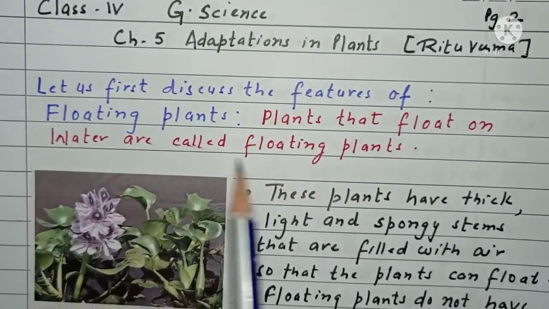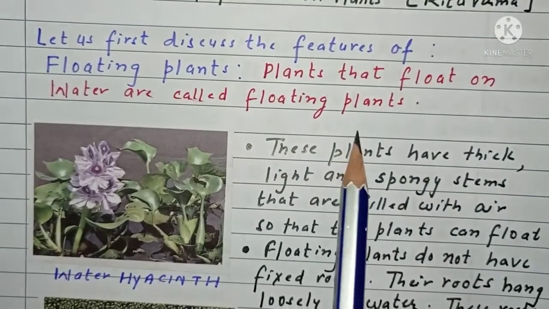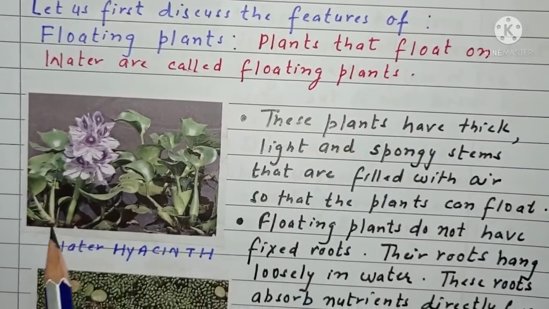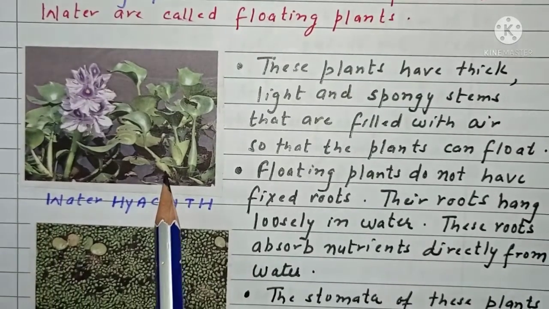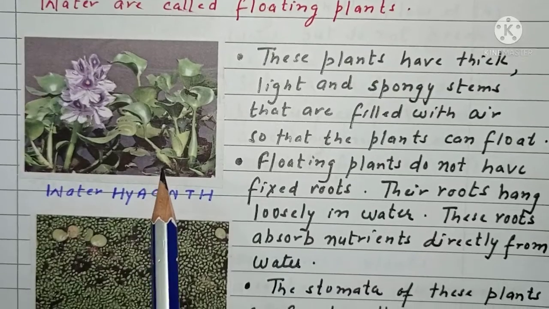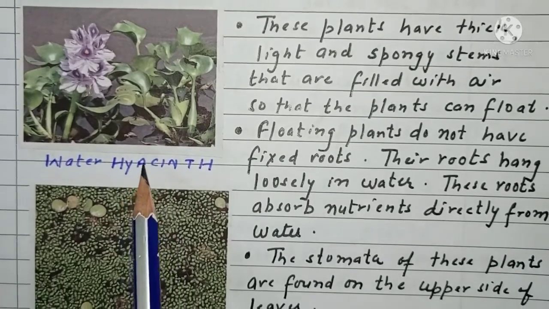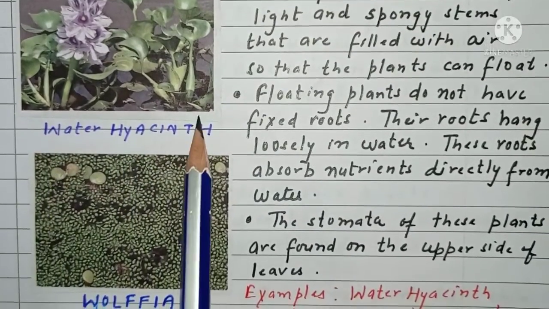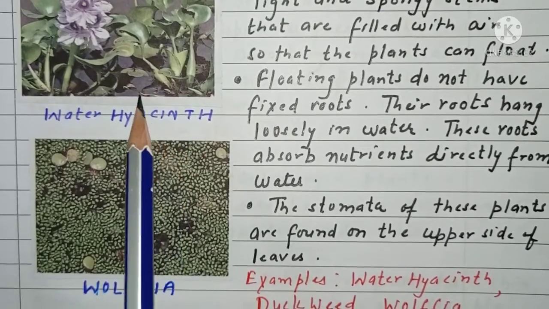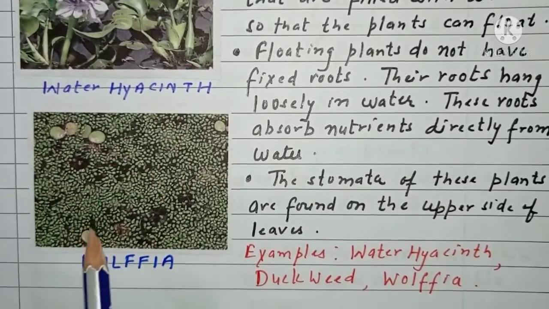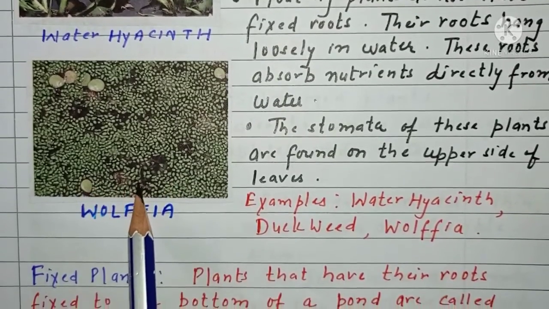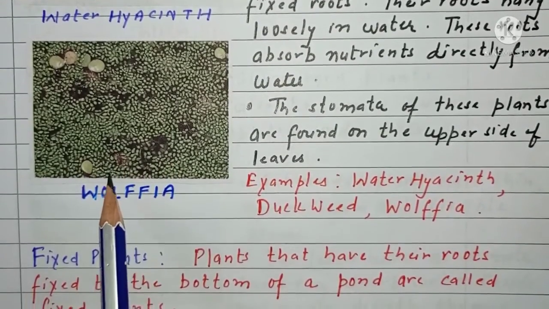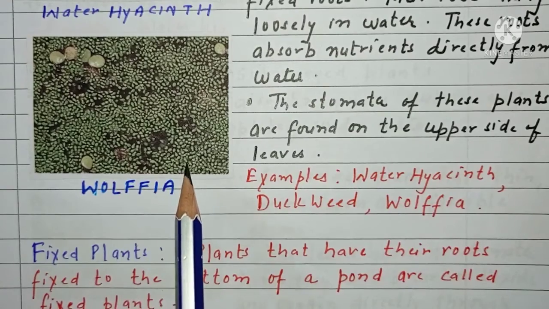Plants that float on water are called floating plants. These plants have very thick and spongy stems. Light, thick and spongy stems that are filled with air so that the plants can float on the surface. These floating plants do not have fixed roots and their roots hang loosely in water. And these roots absorb nutrients directly from water.